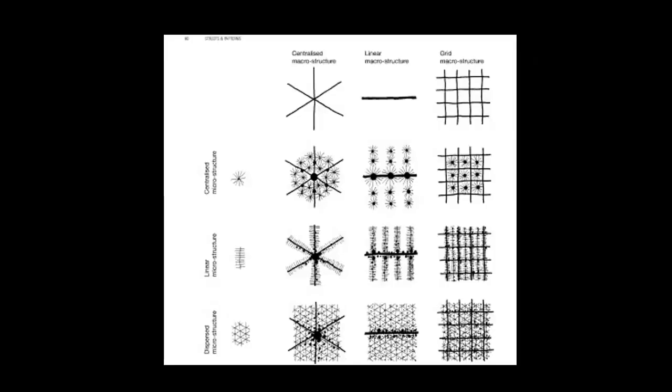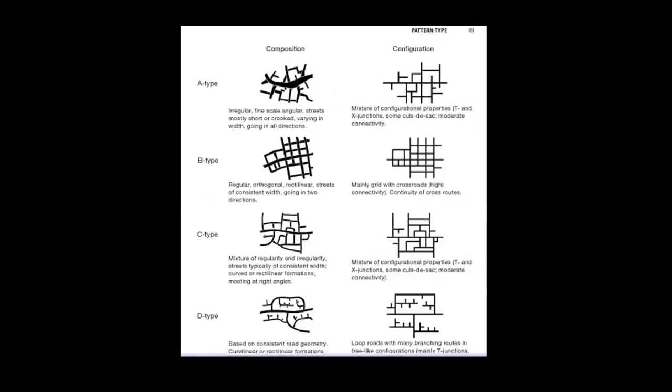And then again, he categorizes these and looks at examples of them and how they are often either dispersed or centralized or linear, and then different kinds of structure that combine those different patterns of city form over time. And then, of course, there's the more organic city where you still have different types. He refers to them as the irregular fine-scale angular, the regular orthogonal, a mixture of regularity and irregularity, and then road geometry that's curvilinear or rectilinear, a more modern cul-de-sac or sprawling, we would say, city form. And then the various configurations of those, where sometimes they're much more rectilinear than they are organic.